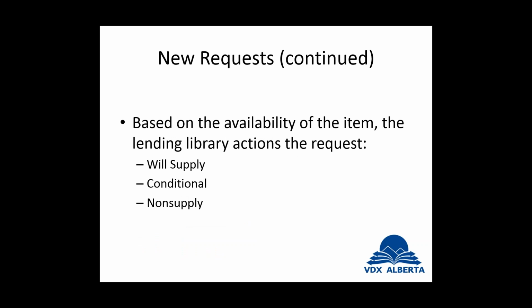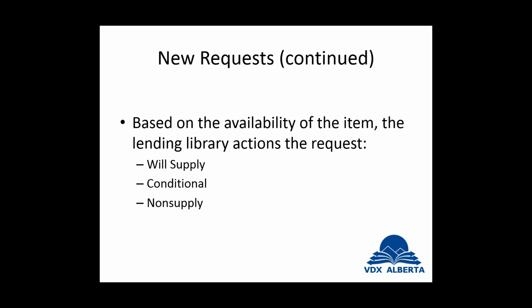So typically, those are the three answers that a lending library is going to send a borrowing library. They're going to either say, yes, we can supply this. They're going to say, no, we can't supply it. Or they're going to say, we can supply it under this condition. And that might be, you can't lend this outside of your library. It's reference only. We'll lend it to you, but your patron has to look at it in the library. Do you agree to these terms? And then you will have to either answer yes or no before that request will do anything else. That would be conditional.